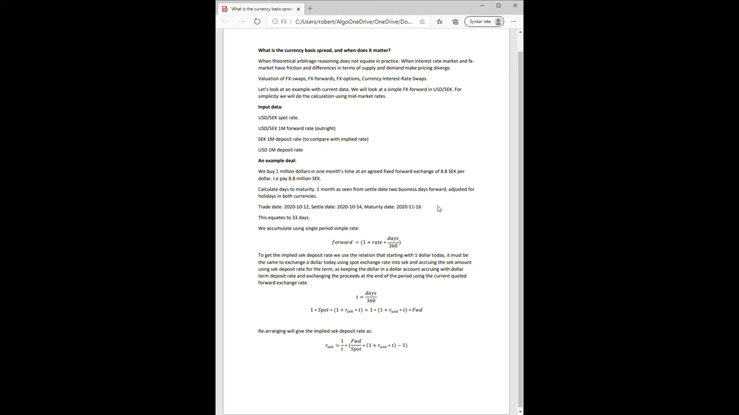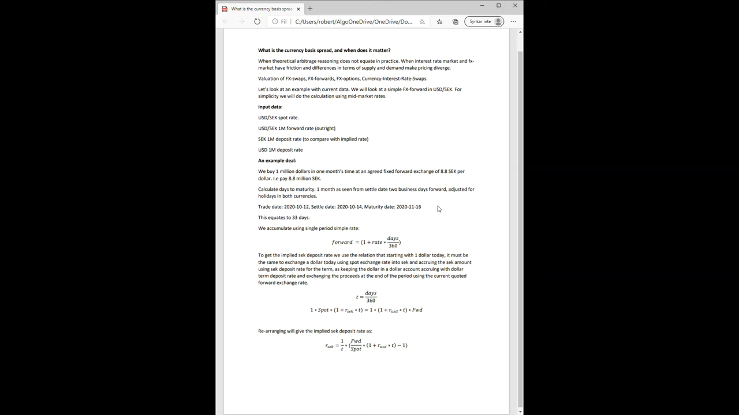Say today is the 12th of October. Then the settlement of this FX forward will be in 2 days. And then the maturity of the FX forward will be in 30 days' time, adjusted for the holiday or the weekend. So we'll have a 33-day period in this FX, and if we use simple rates, we will get forward rates and discounting using just 1 plus the rate times days divided by 360, which is a money market convention.